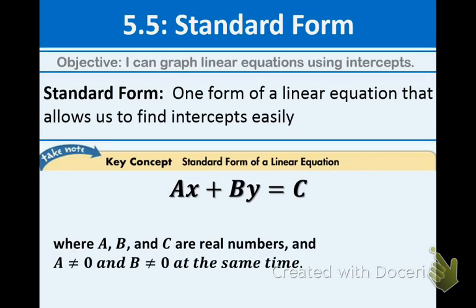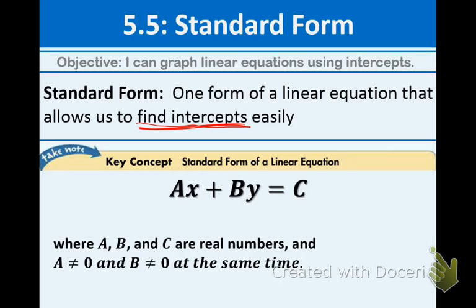This video is for section 5.5, standard form. Our objective is that we can graph linear equations using intercepts as well as write linear equations in standard form. So let us begin by defining what standard form means. It is one form of a linear equation that allows us to find intercepts easily, x and y intercepts.